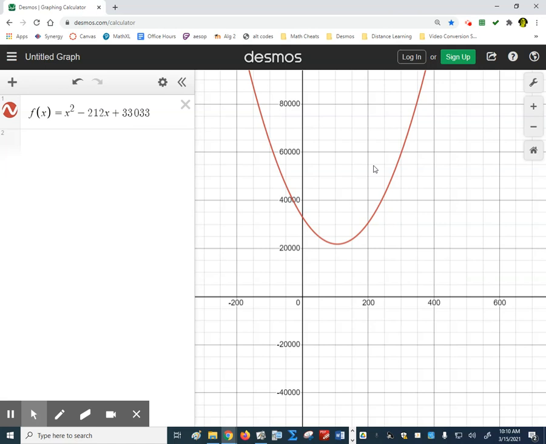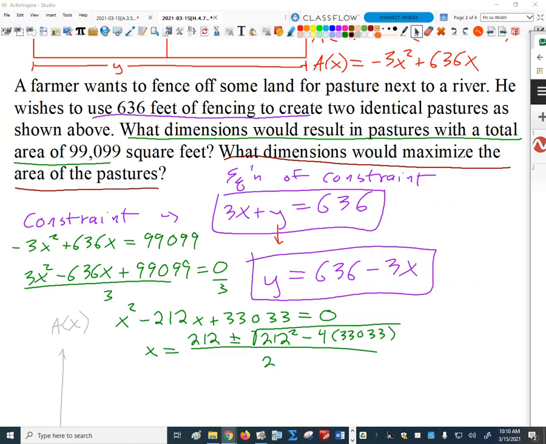All right, so the answer to the first one is Mr. Roya made a bad problem. What dimensions would result in that area? You can't do it, so there are no dimensions. So let's do the next part.